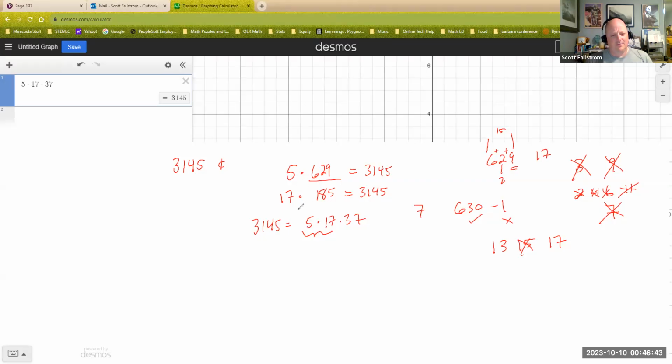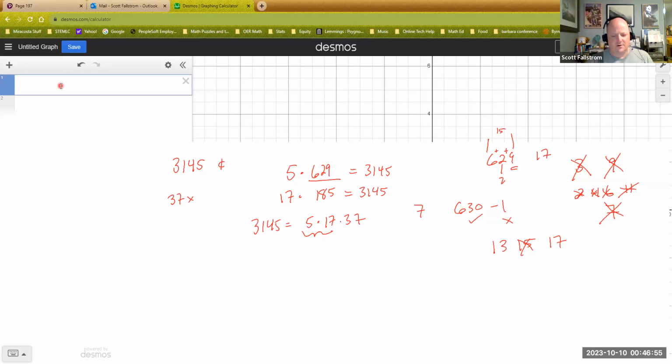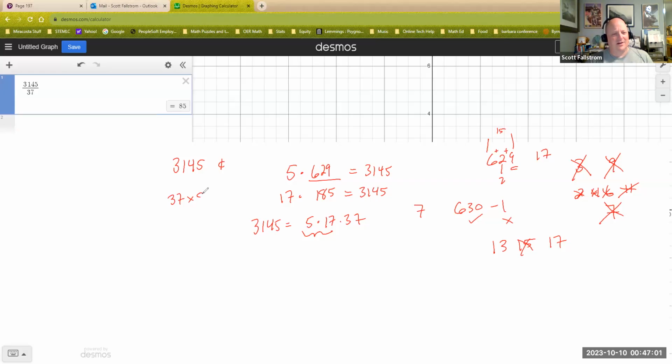The next one up, it looks like I could have 37 times something. And if I check that in Desmos, let's see here. If I do 3145 divided by 37, that gives me 85. Oh, see, so now I know I could be selling these for 85 cents each. I could sell 37 of them for 85 cents, 17 for $1.85, 5 of them for $6.29.